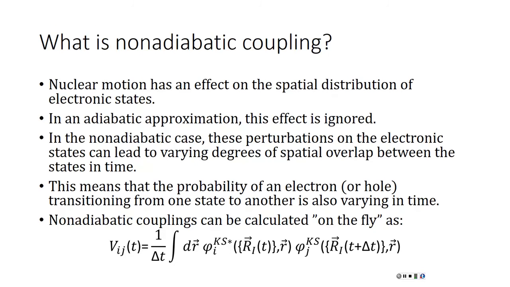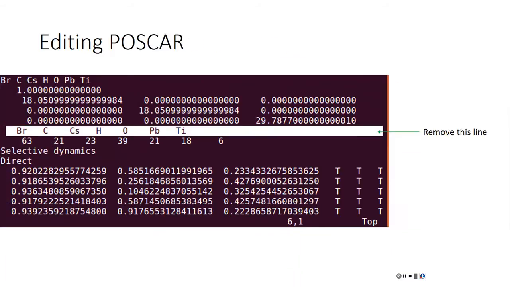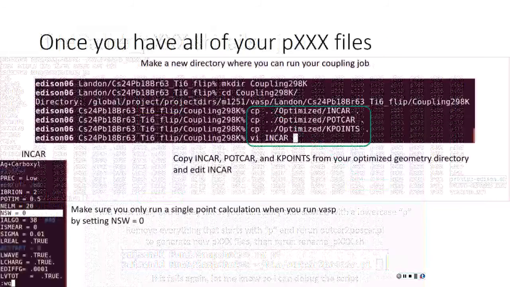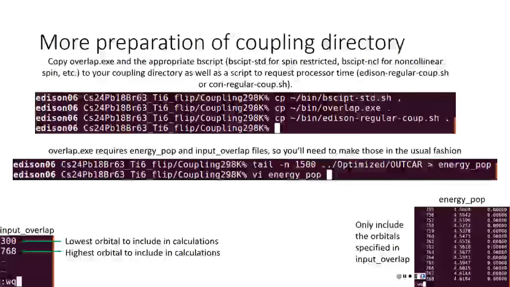So just a quick one. How do you know how many I's and J's you have for your couplings? You specify that. In which file? Input overlap, okay, and your energy pop, I guess, too. Yeah. But yeah, these range from there to there. Yeah. Thanks for pointing that out. Okay. Thanks, Landon.